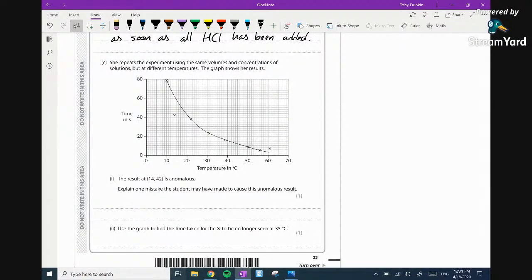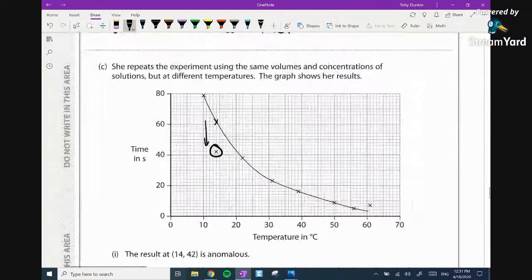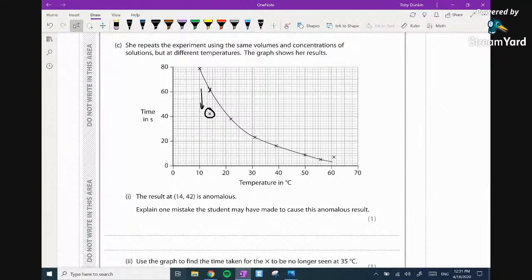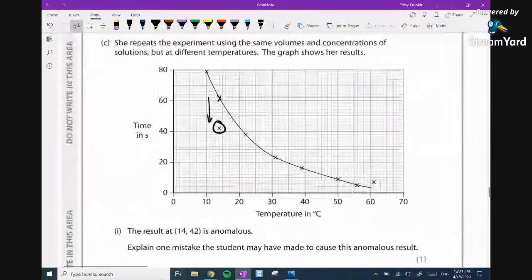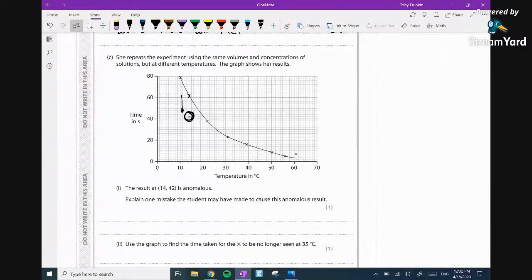Explain one mistake the student could have made to cause this anomaly. Right, so this mark is the anomaly and it should have been here. It should have been there. Right, so it is less than expected. Agreed? So if it's less than expected, what that means is they've either added too little or the concentration was too low. Yeah, the time, oh, hang on a minute. It's gone way too quick. It's vanished in 40 seconds instead of 70. Oh, that's backwards. Isn't that horrible?